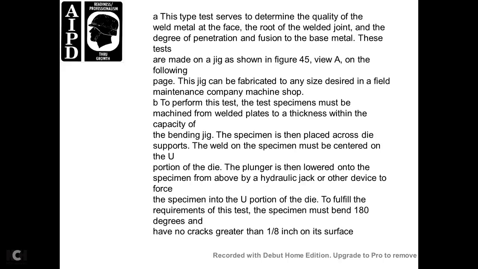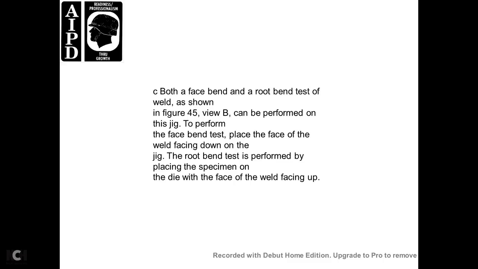The plunger is then lowered onto the specimen, using a hydraulic device, forcing the specimen into the U portion of the die. To meet the requirements of the test, the specimen must bend 180 degrees and have no cracks greater than 1/8 of an inch on the surface. Both the face bend and the root bend tests are shown in figure 45, view B, and can be formed on the jig.